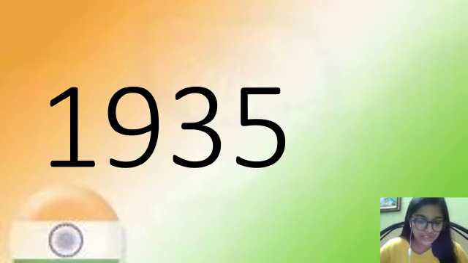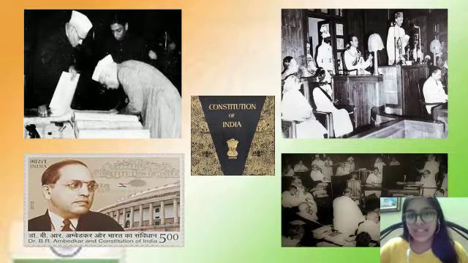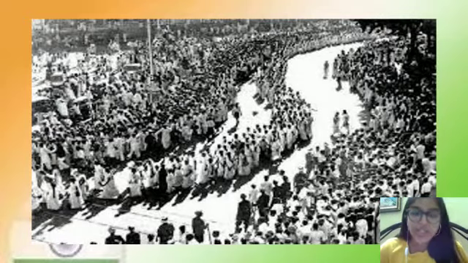In 1935, the Government of India Act and the creation of a new constitution laid the foundation for the events that would follow in the next decade and thereafter. In 1942, the Quit India movement called for the immediate withdrawal of the British from India, and the British responded by putting most of the INC leadership in jail.